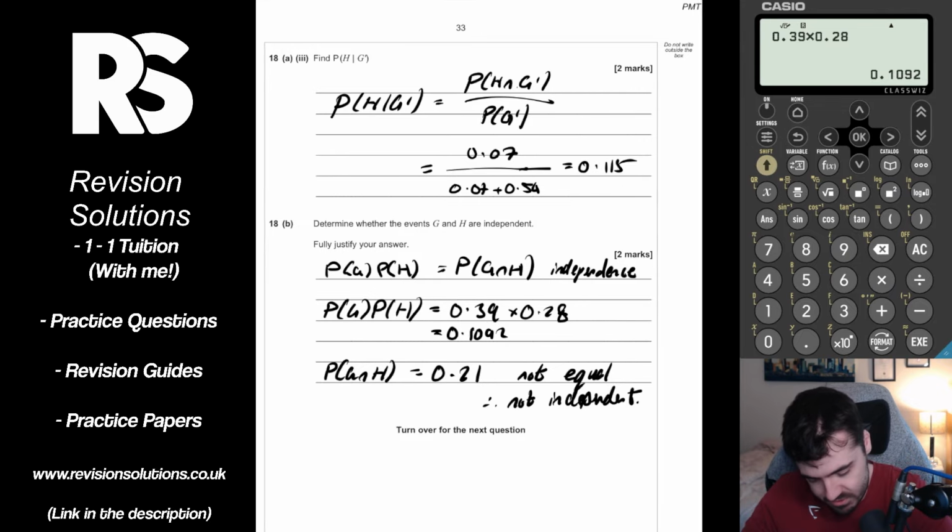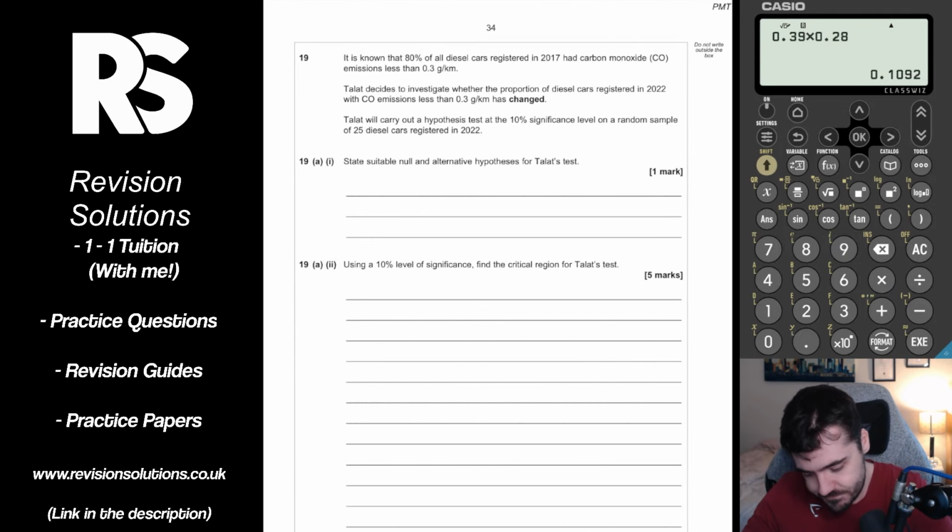Okay, moving on to question 19. It is known that 80% of all diesel cars registered in 2017 had carbon monoxide emissions less than 0.3 grams per kilometer. Talat decides to investigate whether the proportion of diesel cars registered in 2022 with CO emissions has changed. So that's a two-tailed hypothesis test. He hasn't commented whether it's bigger or smaller. It's just not the same.